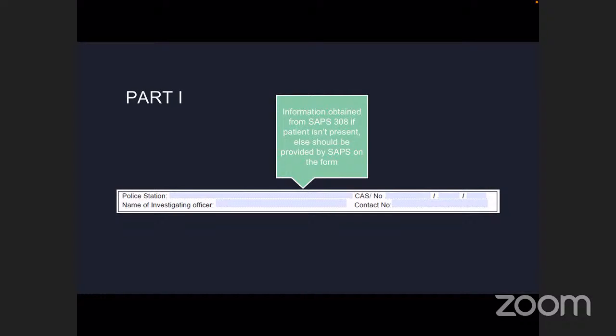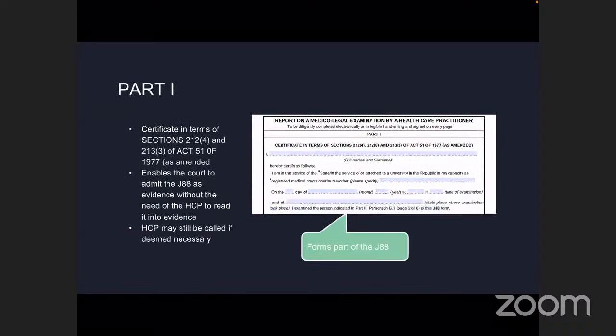So when you open up the J88 form, it first comes to you with the front page. And at the top of the front page, part 1, it asks for the following information: the police station, the investigating officer, case number, and the contact number for the investigating officer. So the information is normally provided beforehand from the police station, already written on the form. If there is no patient with the J88 form and it's brought in by someone else, then it has to be accompanied with a SAPS 308 form, which will have the identical information to prove its legitimacy.